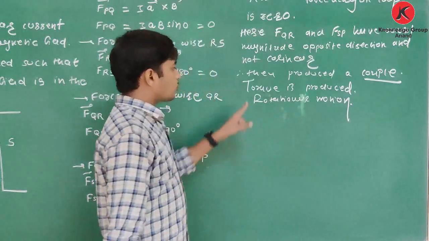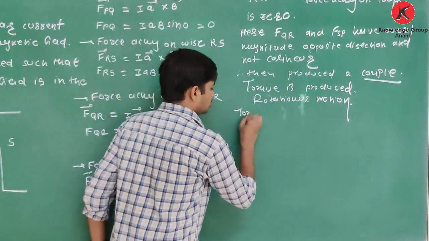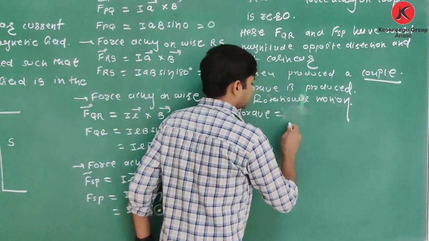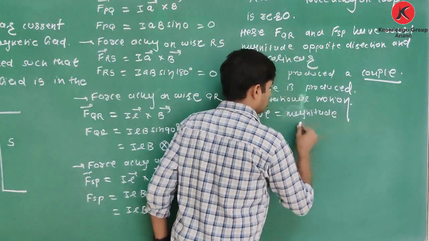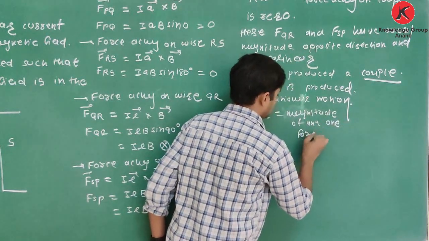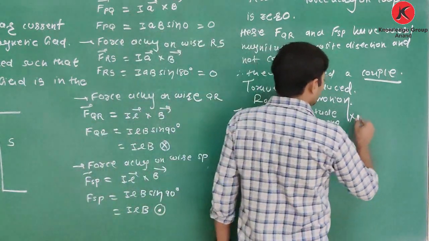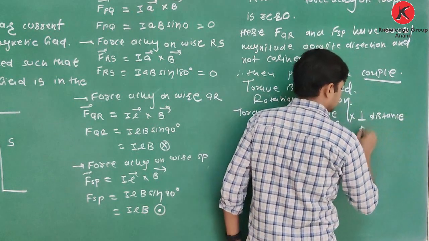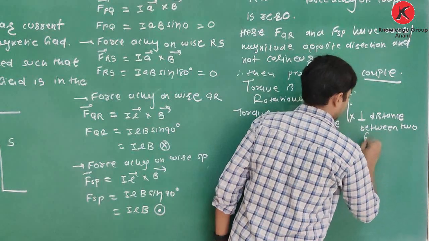So the question is, what is the equation of torque? Remember the equation of torque in the case of a dipole. Torque is equal to the magnitude of any one force, because they are both equal, times the most important thing, the perpendicular distance between the two forces.